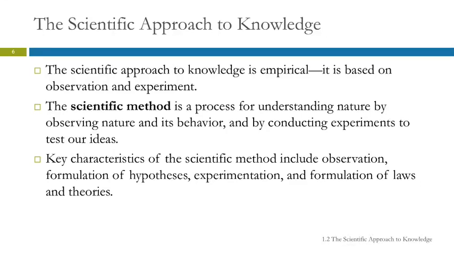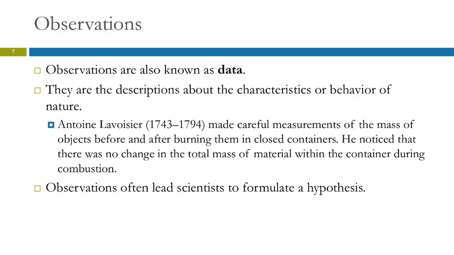Scientific approach to knowledge. So scientists have a specific way they approach actually all of life. I find myself solving problems at home using the scientific method. The scientific method is a general process. So we observe nature and how it behaves, and we make observations, and we do experiments to test those ideas, and then we draw conclusions from that. So the key characteristics include observation, formulation of hypotheses, experimentation, and finally the formulation of laws and theories. We'll talk about each of those.